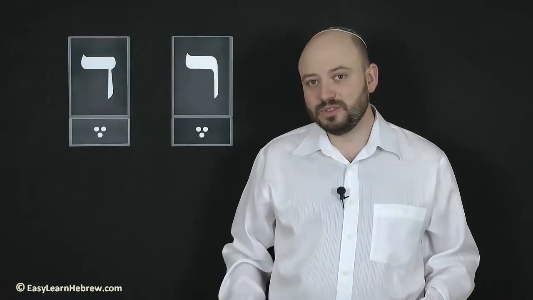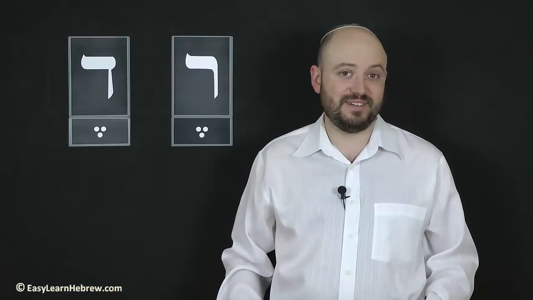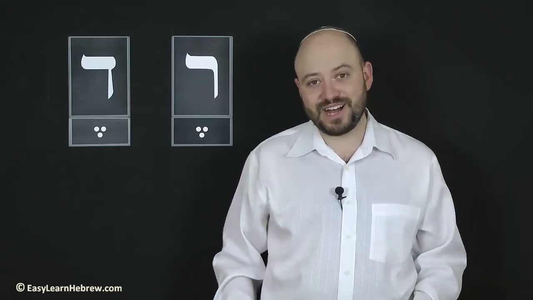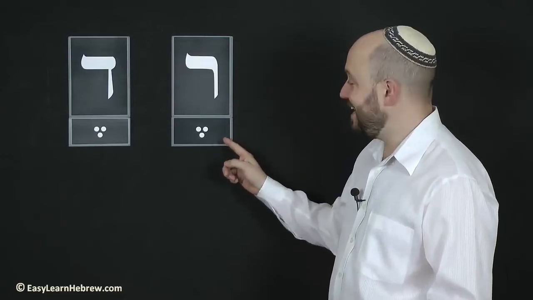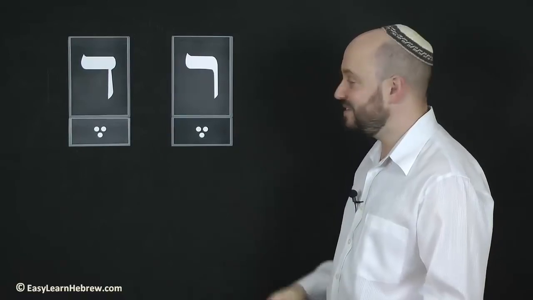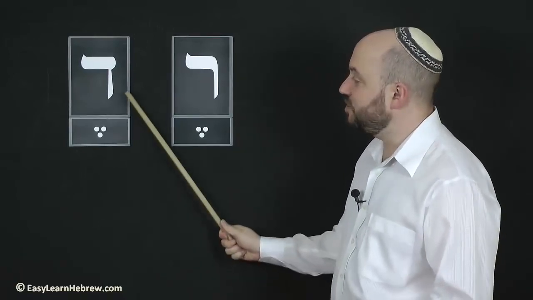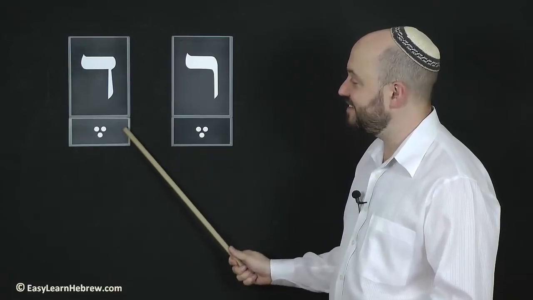When we read Hebrew, we read from right to left, reading the consonant first, then the vowel. Let's read the consonants and vowel we've just learned. R plus e is re. D plus e is de.